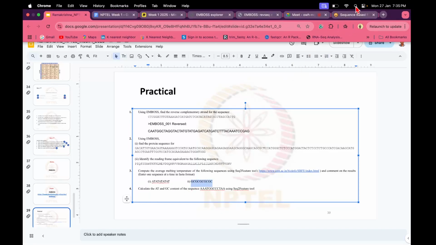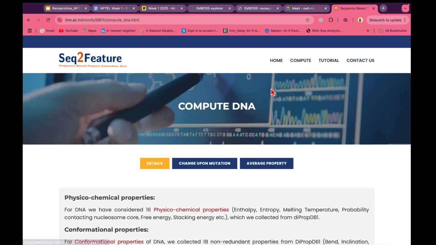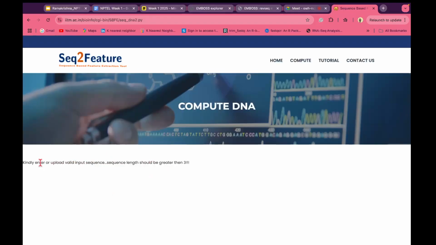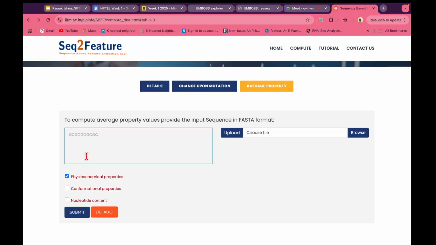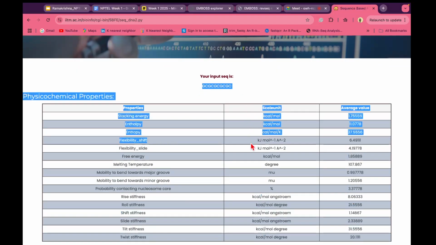So let's try something with the seq2 feature as well. Seq2 features strictly accepts only FASTA format. If anyone doesn't follow this, there is an error displayed, that is, kindly upload or enter a valid input sequence. So make sure that for the seq2 feature it is only the FASTA format. It accepts only the FASTA format of the input sequence, either for nucleotide or DNA sequences.